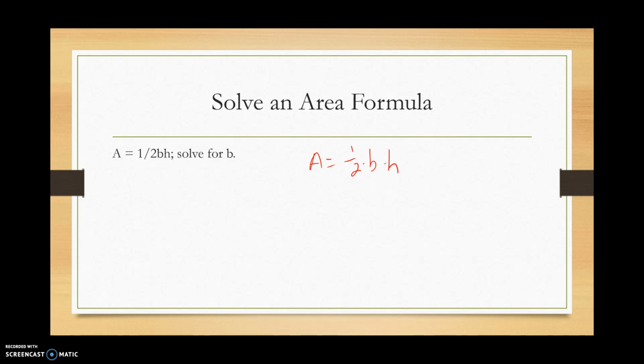So now we're going to solve for B. It says right here, solve for B. So we're trying to get B alone here. So let's take the 1/2. Let's get rid of the 1/2 first by taking the reciprocal on each side. So these cancel out. So 2A equals B times H. And again, we're solving for B, so we want to get B alone. So how can we get rid of H? We're going to divide by H.